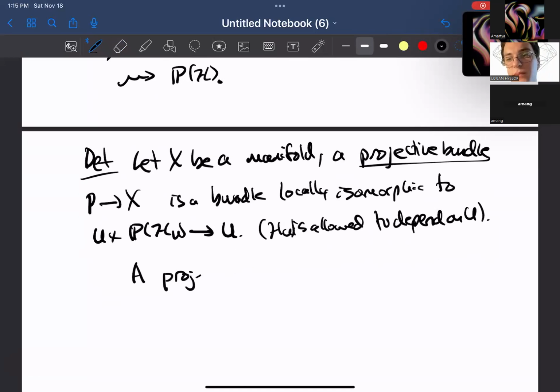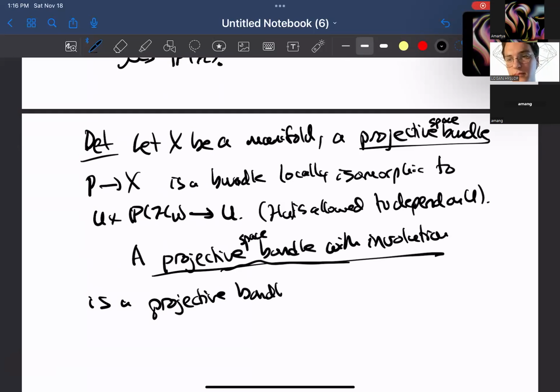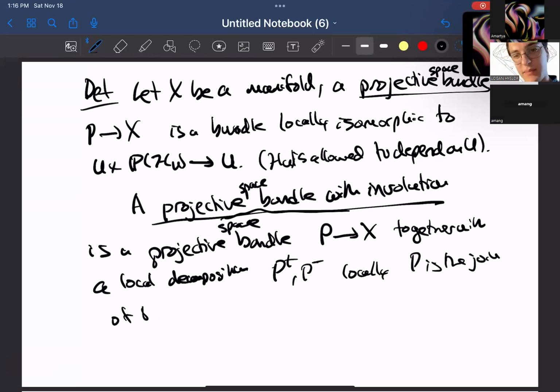A projective bundle with involution. I guess just say projective space bundle is probably a little bit better, so that it doesn't get as confused with the notion of projective bundle in algebraic geometry. A projective space bundle with involution is a projective bundle P to X together with a decomposition of P into P plus and P minus. These are two sub-bundles such that locally P is the join of P plus and P minus.